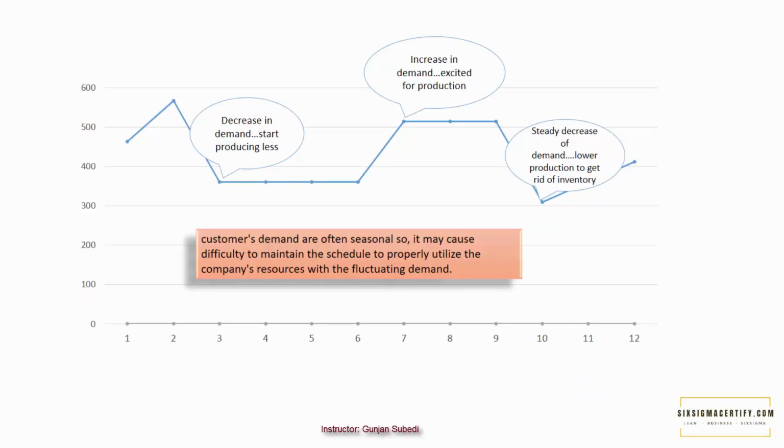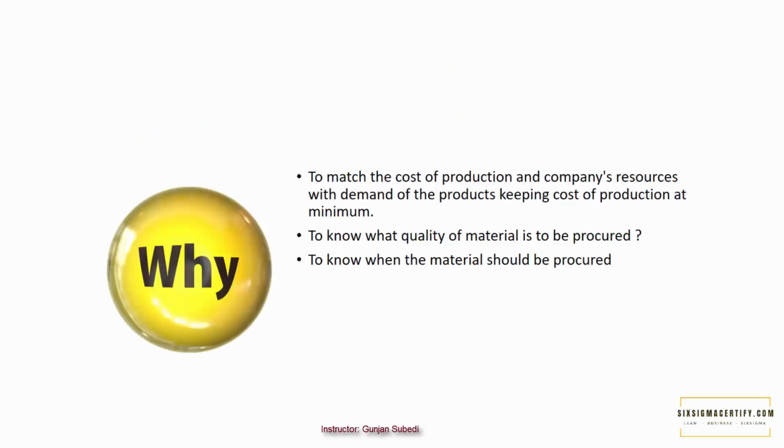Customers' demand is often seasonal, so it may cause difficulty maintaining the schedule to properly utilize the company's resources with the fluctuating demand. With aggregate planning, we can match the cost of production and the company's resources with demand for the products, keeping the cost of production at a minimum.